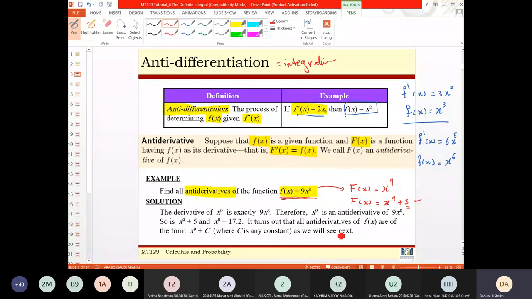Now, if another one came and said capital F of x is equal to x to the power 9 plus, say, 5. Is he correct? He is correct, because the derivative of x to the power 9 is 9x to the power 8, and the derivative of the constant 5 is equal to 0. So in general, if I want all the antiderivatives of this function, I'm going to say capital F of x is x to the power 9 plus a constant c. Whatever constant I put here, the derivative of the constant is 0, and this will take me back to my small f of x.